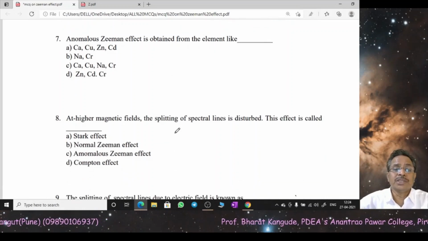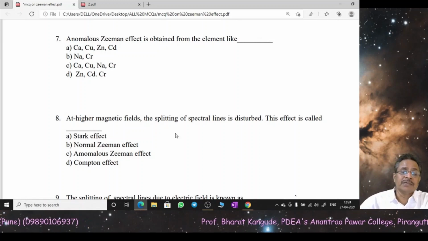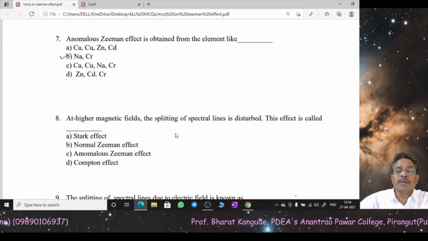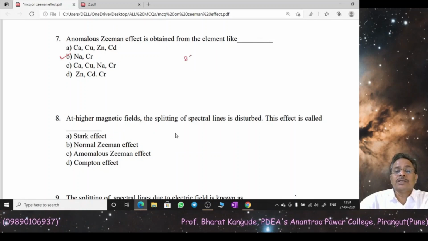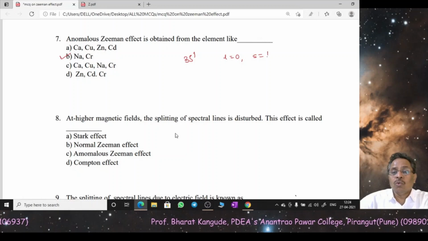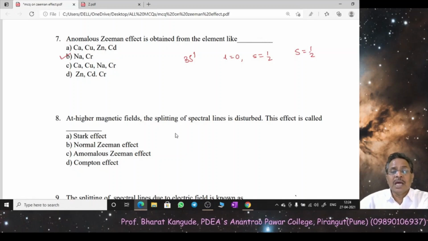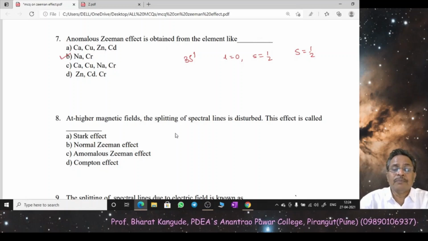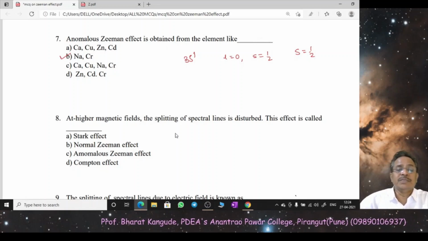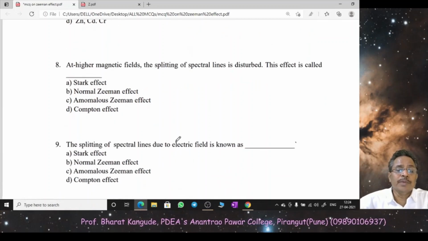Anomalous Zeeman effect, that is question number 7, is obtained from elements like sodium and chromium, because they possess an unpaired electron like this 3s1, and this 3s electron has L value equal to 0, whereas S value is equal to 1/2. Therefore capital S is also equal to 1/2, and this time the multiplicity is a bit different from what we have seen earlier, and therefore this type of element gives rise to an effect called the anomalous Zeeman effect. Therefore the correct answer of question number 7 is B, sodium and chromium.